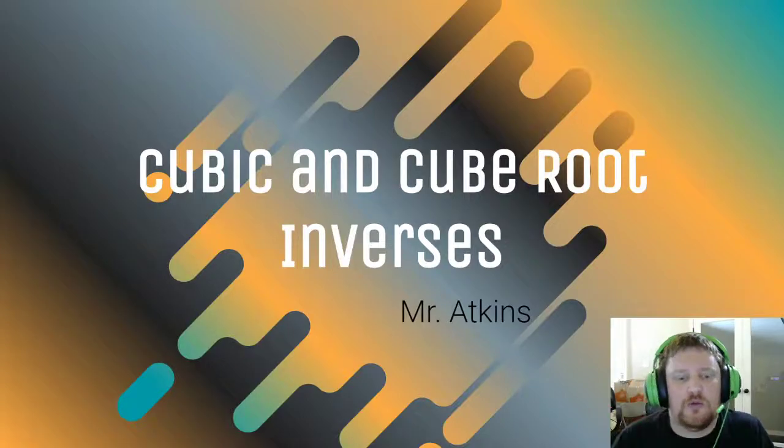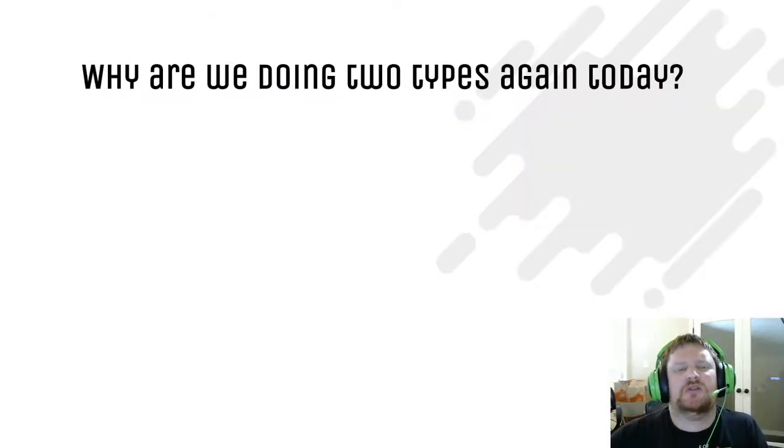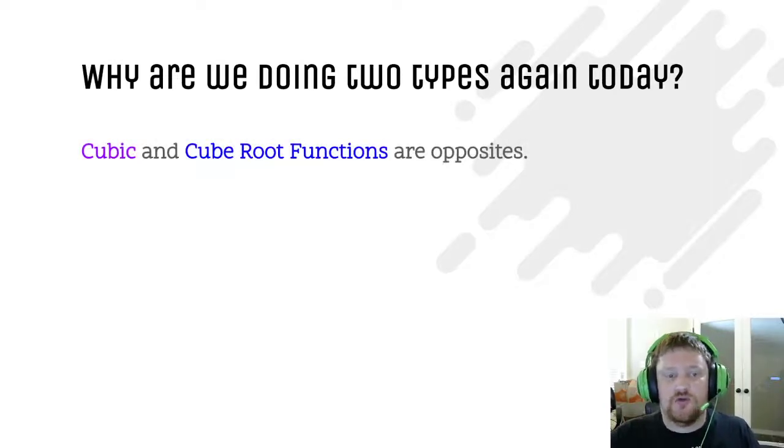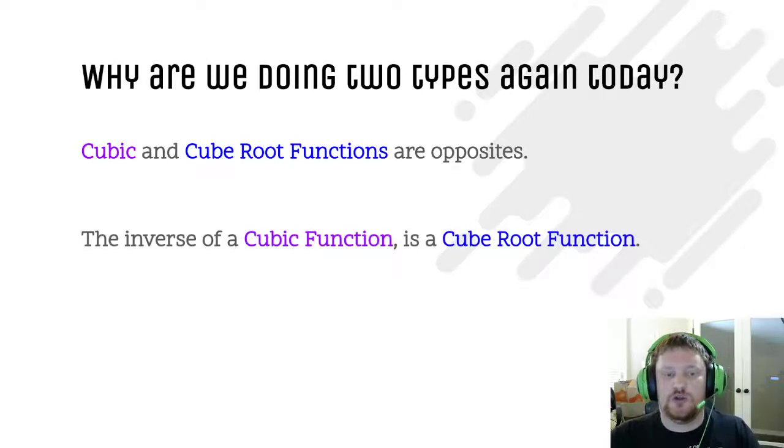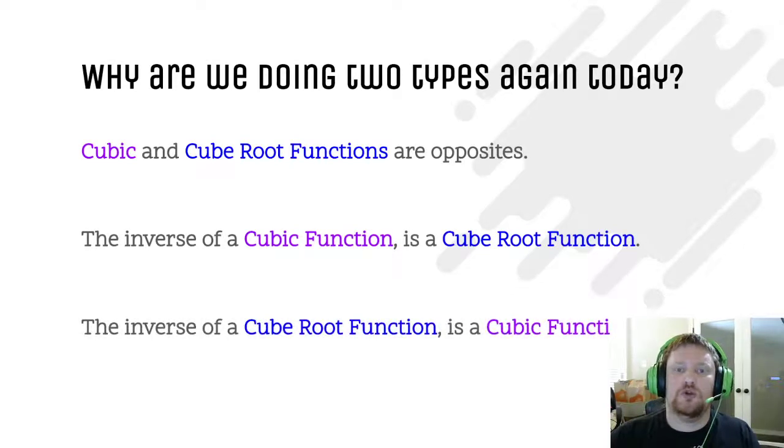So, once again, you're probably thinking, Matt, we did two yesterday, why are we doing two again today? The answer is the same as yesterday. Because they are inverses of each other, it makes more sense to do them together. Cubic and cube root functions are opposites. The inverse of a cubic is a cube root. The inverse of a cube root is a cubic, just like yesterday.